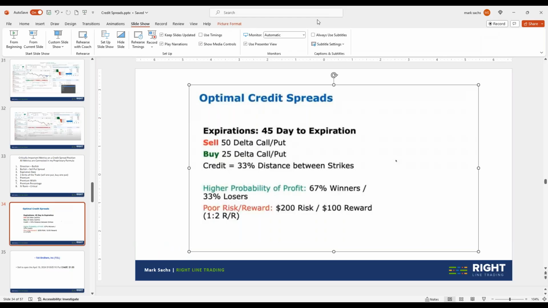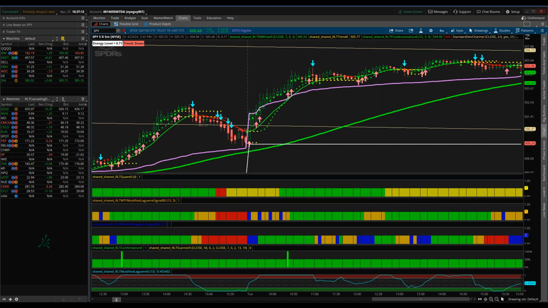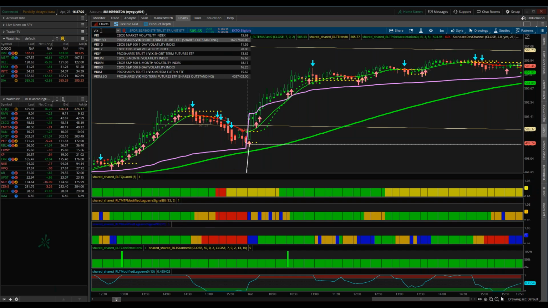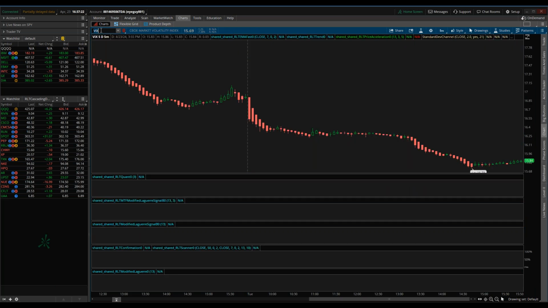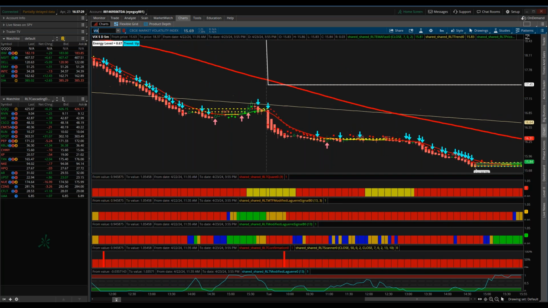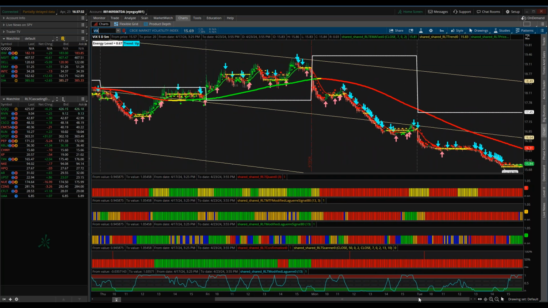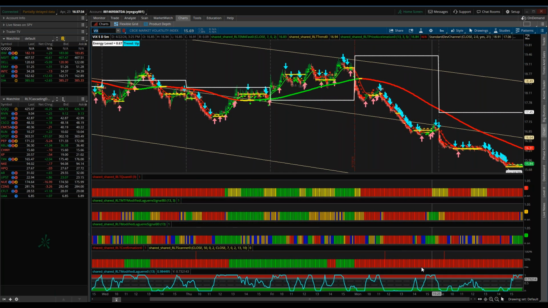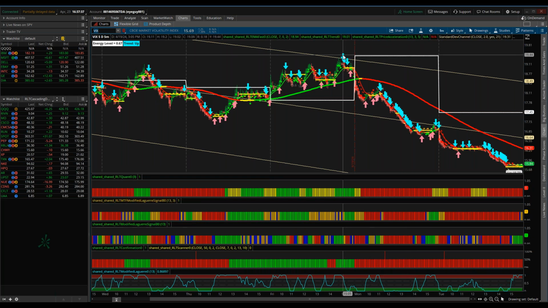Now I'm going to drop the slides for a second. I'm going to move over. I'm going to move my platform up. Now let's take a look at the VIX. Now here's the VIX. Now the VIX has dropped. Let me compress this. From 19 all the way down to 15.